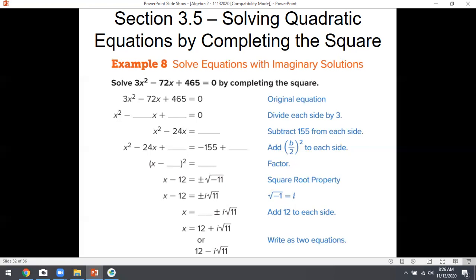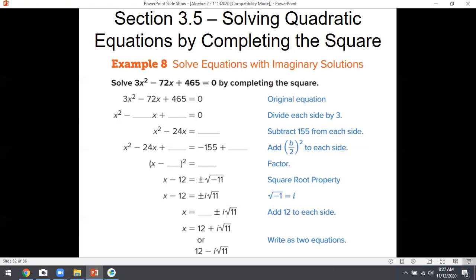So just inside of here, b would be negative 24. Would you agree? Okay. So I'm obsessed with b's over 2's. Negative 24 divided by 2 would be negative 12, right? So the first thing it's going to say is x minus 12, and that's squared.